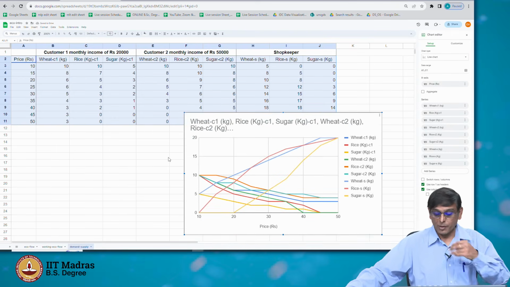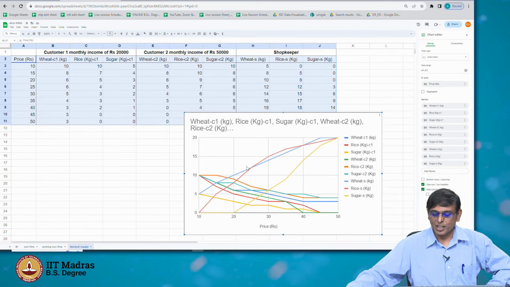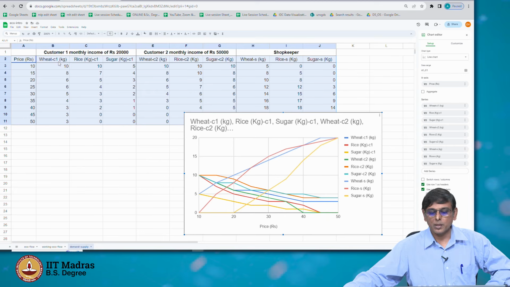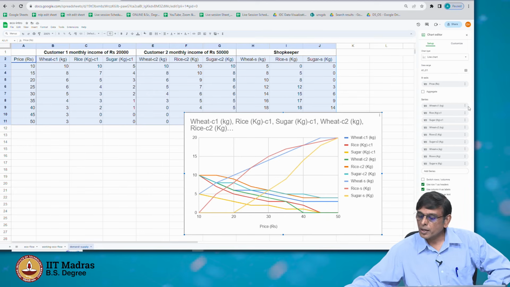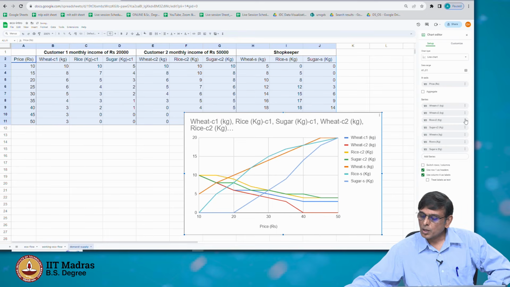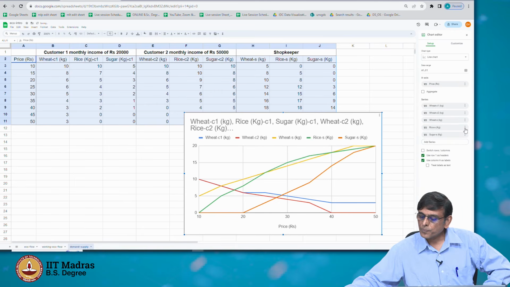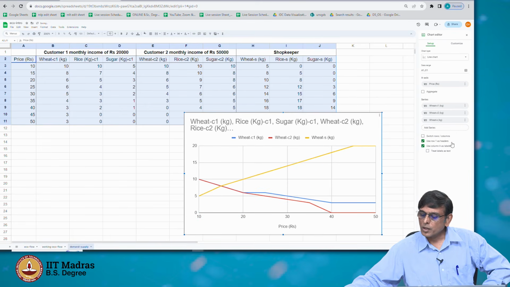So it automatically decided to make a line chart. So it's a very messy chart. As you can see, there are many lines. Of course, some of these you can remove. So let me start by maybe just showing wheat of customer 1 here. I'll remove this. I'll remove sugar also. So I've removed everything except wheat.